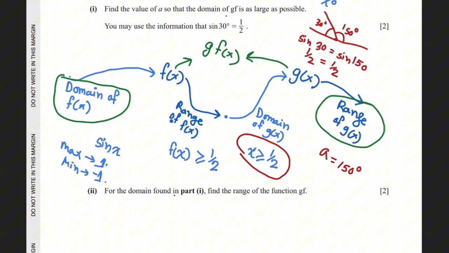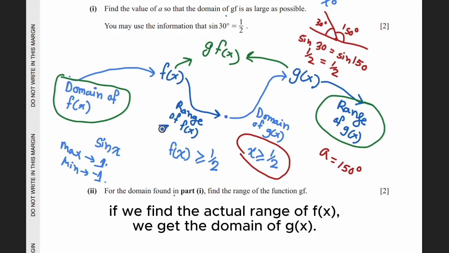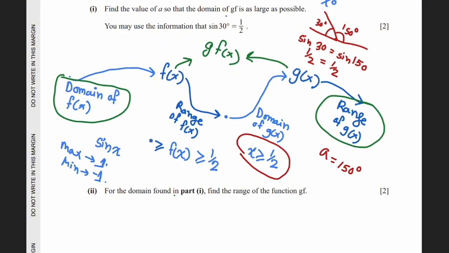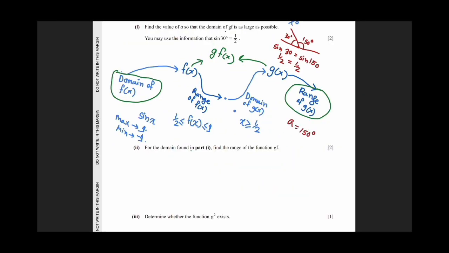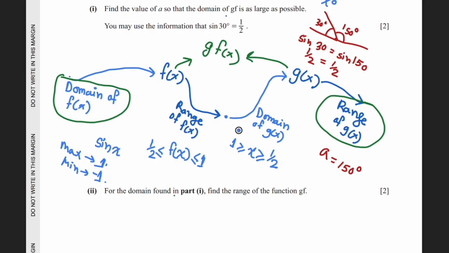Now back to here, what is our range of f of x? We found that our range of f of x is always less than or equal to 1. Let's just reverse this. Our range of f of x is this, and the domain of g of x must also be this for gf to exist, right? So this is our domain of g of x. Now, according to this domain, we have to find the range.